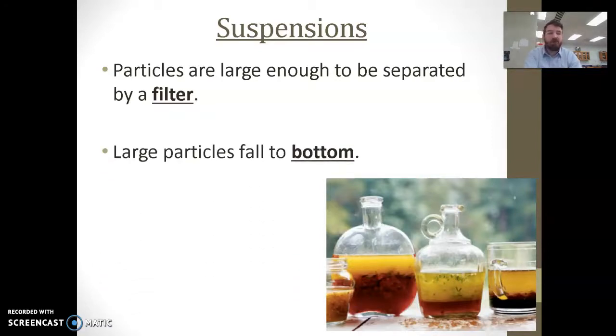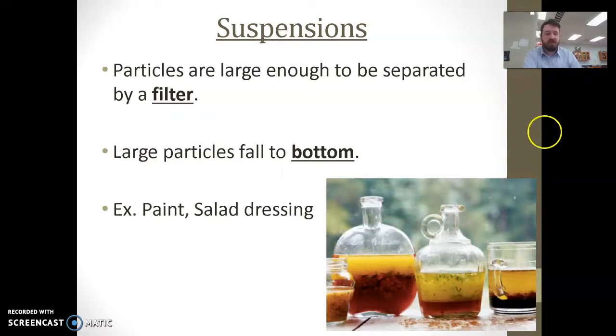Right? When you leave these sitting out, the large particles will fall to the bottom. And that's because typically solids are the most dense form of matter for a substance. Now, it's not like the liquid and solid are the same throughout, so there are some complications there, but solids typically will fall to the bottom.